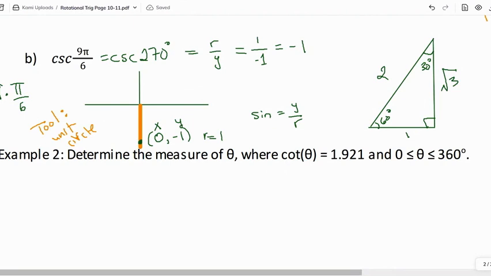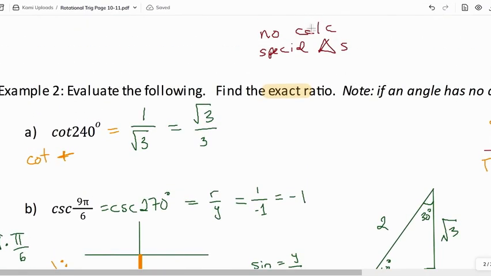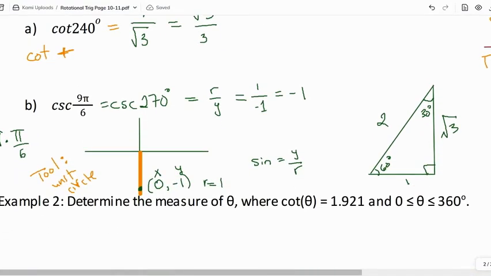We good here? What I want to come back to, folks, is my notes here. When I read exact ratio, I thought, okay, no calculator. I have to use special triangles. But there's another tool. I use special triangles or I use the unit circle. Now that we know the unit circle, I can find the ratios using that.